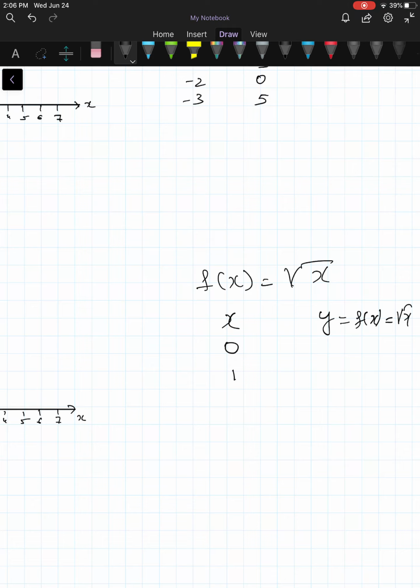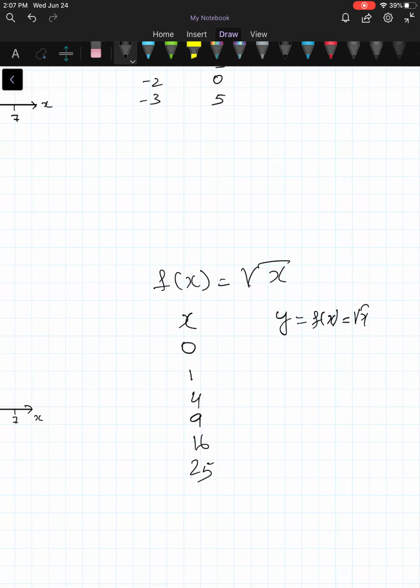So the values that I consider: 0, 1, 2. Okay, this will make our task difficult, because the square root of 2 is difficult to identify. So I will consider some perfect squares, and mostly positive ones, because we haven't defined the square root of a negative real number. So that would be 4, then 9, then 16, then 25. These are perfect squares. I'm just trying to make our task easy.